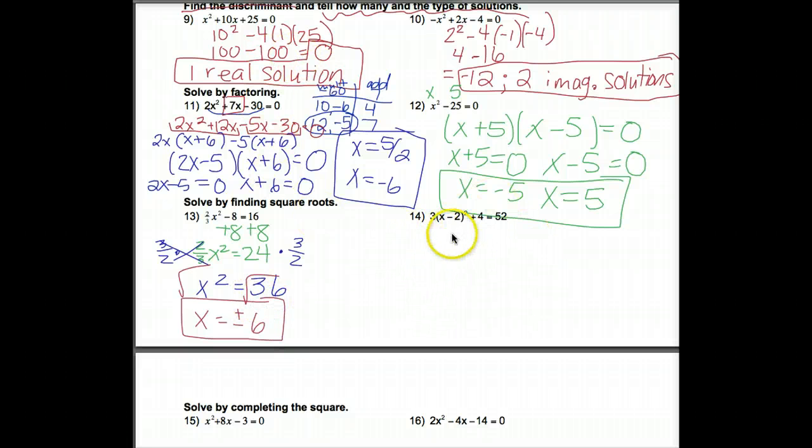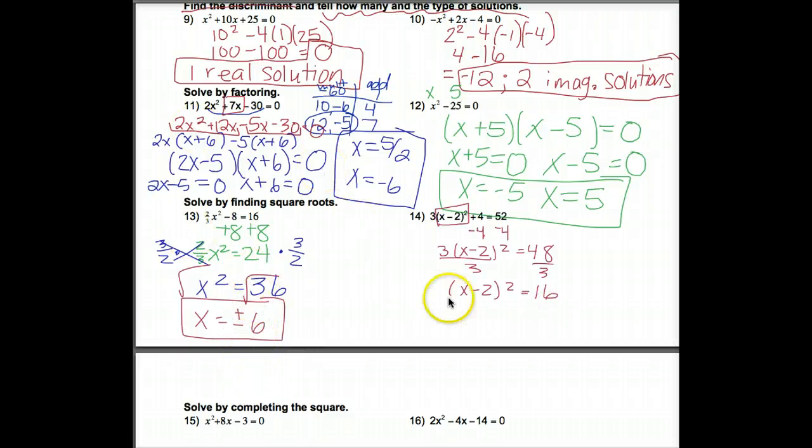Same idea on 14, except here the squared term is this instead of just a plain old x squared. But that in my little pink box is what I have to get alone. So first I subtract the 4. So 3 times x minus 2 squared equals 48. Then divide by the 3. So x minus 2 squared equals 16. Now my squared term is alone.